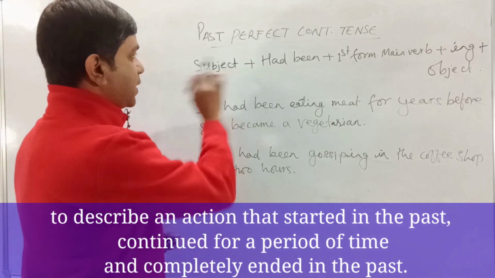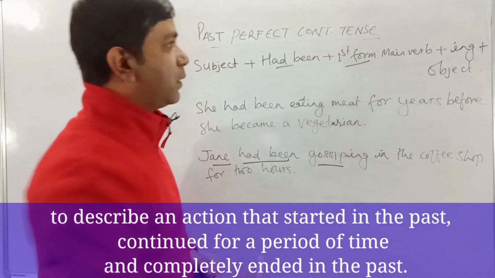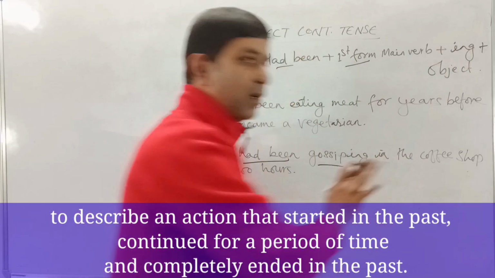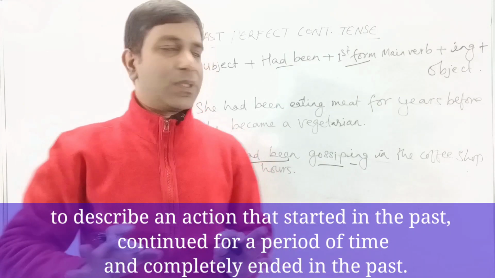She is the subject, had been, and then gossip is the first form main verb, and then ing, and then object. She had been gossiping in the coffee shop for 2 hours.